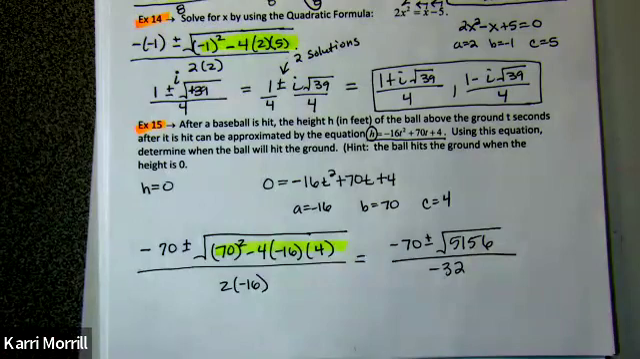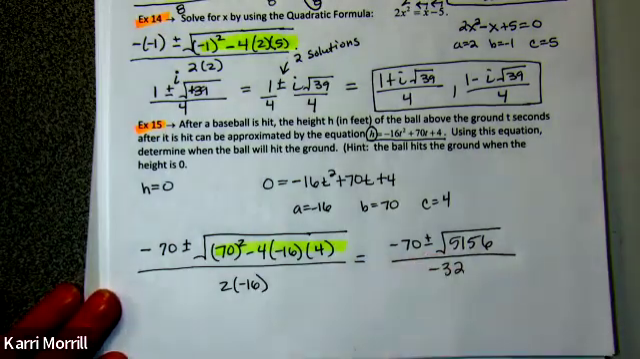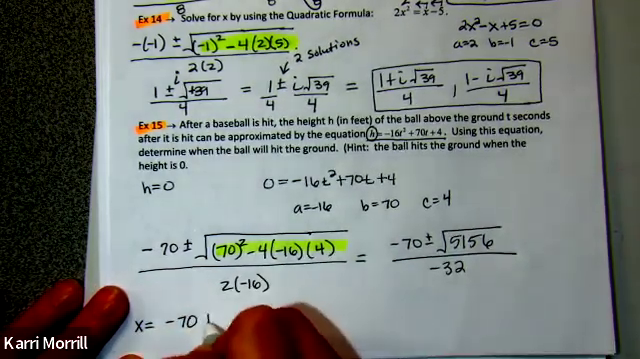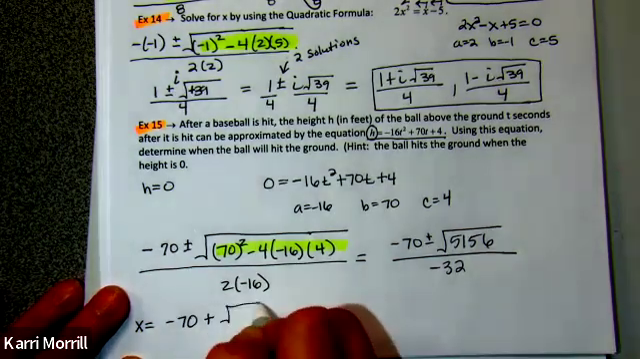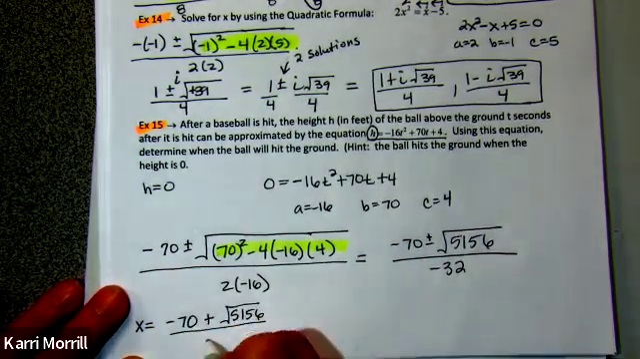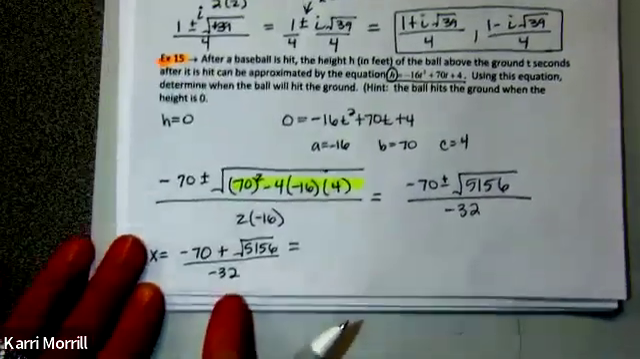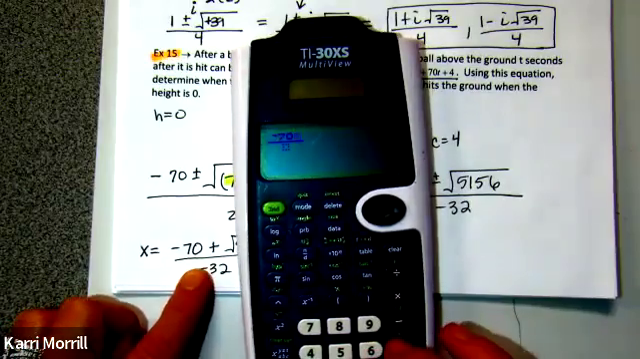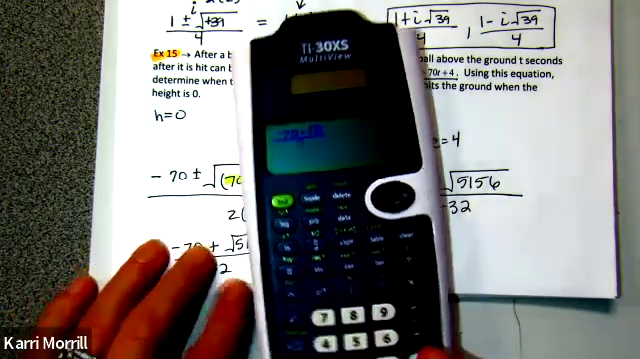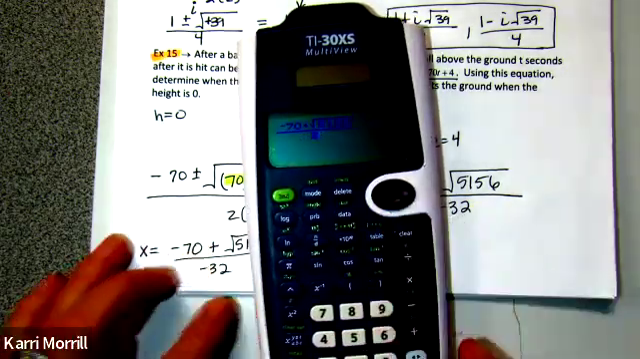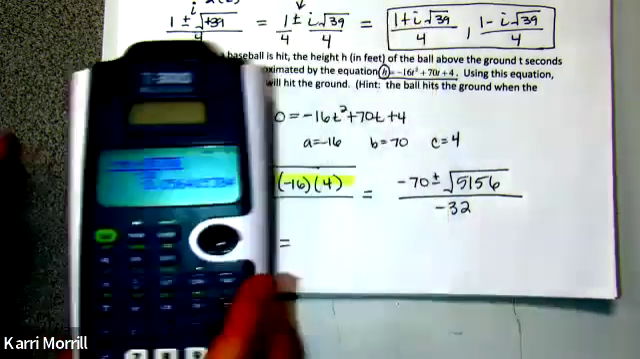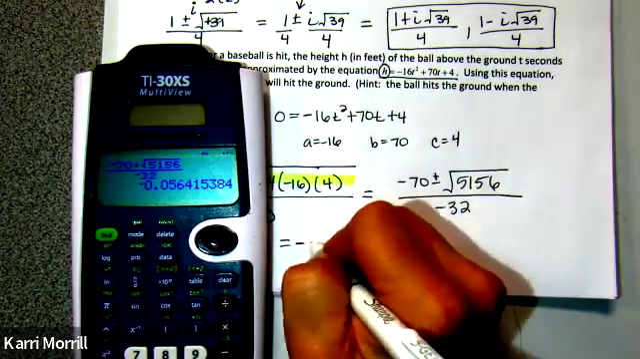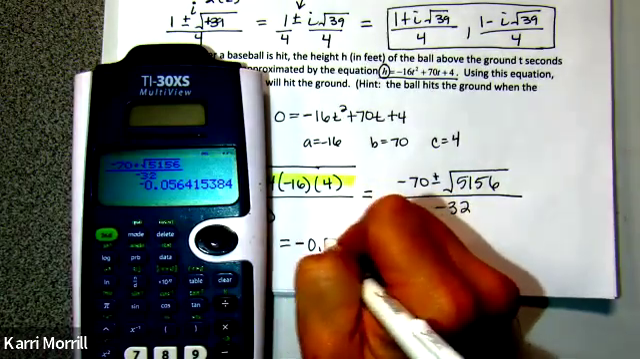So what you will do from here to find your 2 solutions, you could type this into your calculator left or right, except you're going to have to do it twice with a plus sign between. So we'll do that one first. I'm just going to type this in my calculator exactly the way I see it. So I have a fraction key, -70 plus the square root of 5156 all over -32. And so that gives me, let's say they tell us to round to the nearest hundredth, negative 0.06.